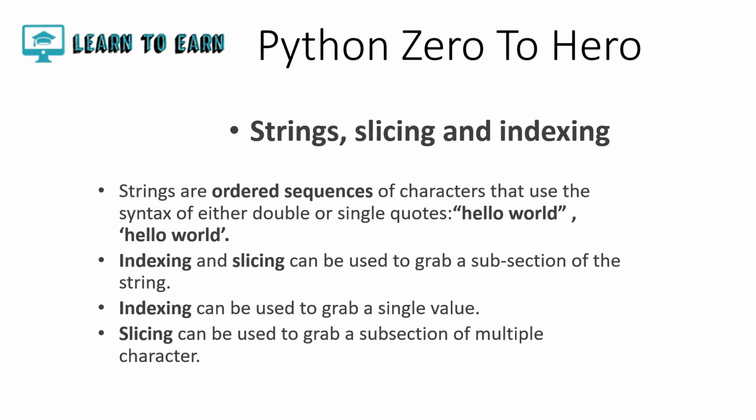So in this lecture, we're going to look at creating strings, printing strings, string indexing and slicing, string properties, string methods, and print formatting. Strings are ordered sequences of characters that use the syntax of either double or single quotes, as shown here. Indexing and slicing can be used to grab a subsection of the string. Indexing can be used to grab a single value, whereas slicing can be used to grab a subsection of multiple characters. So let me show you some examples in Jupyter Notebook, and it should be quite clear what I mean.